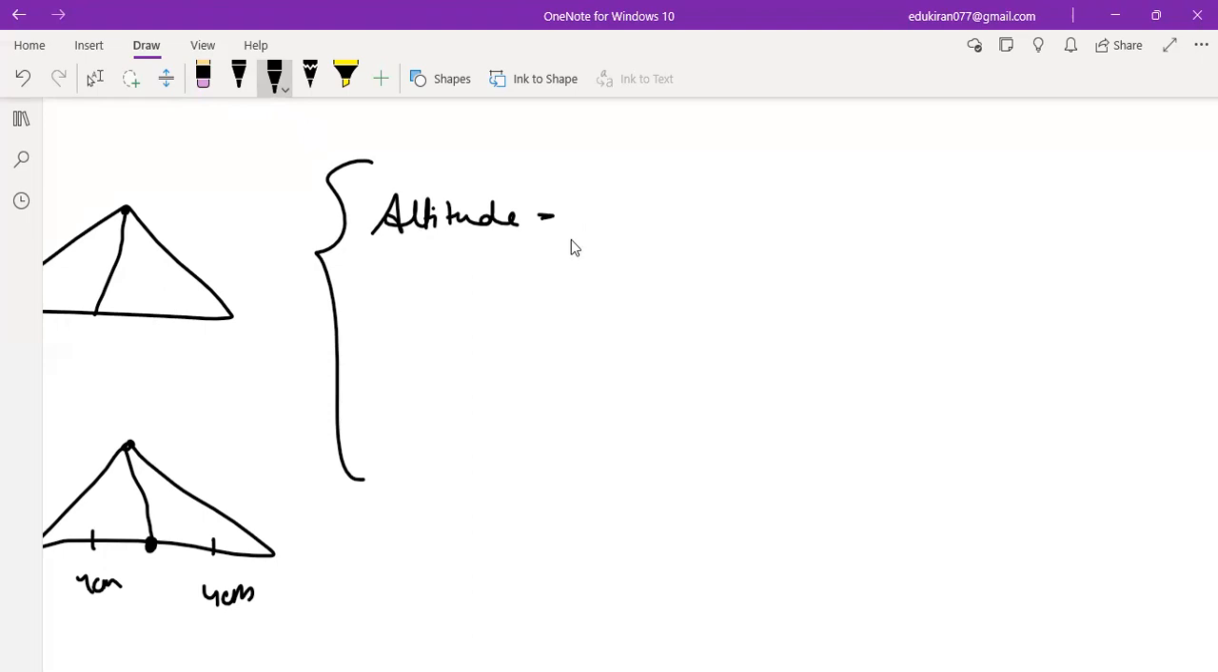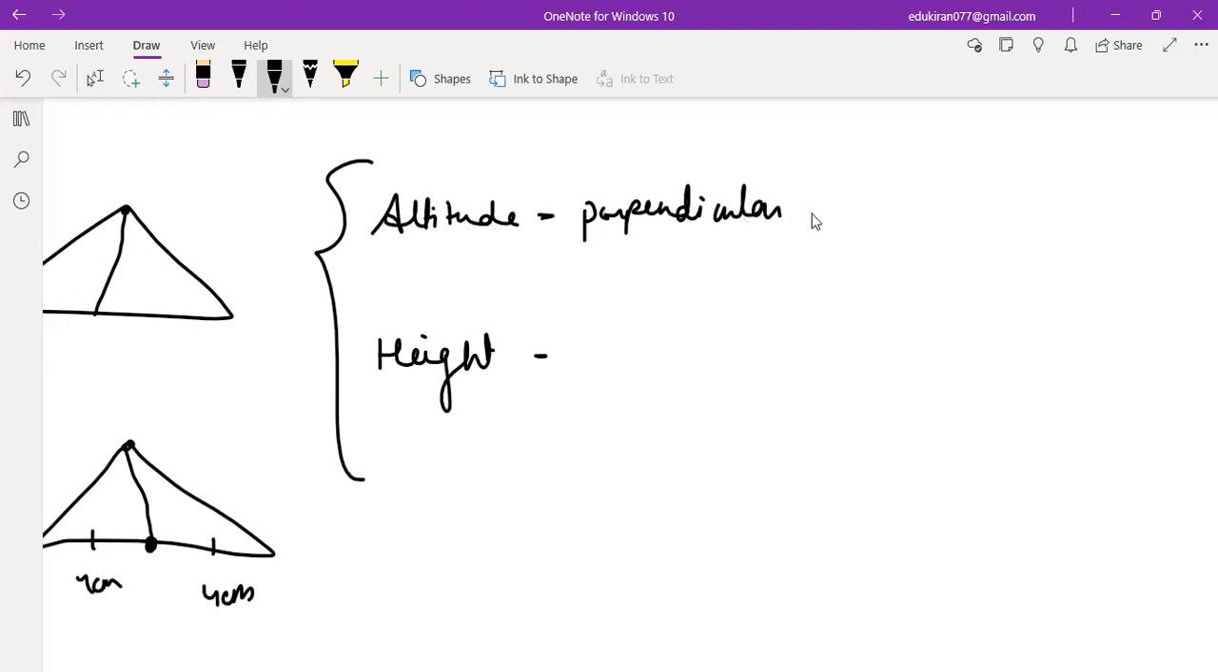And one more thing. I already gave you the difference between altitude and median, but there is one word altitude and there is another word called height. Sometimes altitude is also a height and sometimes height is an altitude. How do you get the difference? So see, altitude is basically perpendicular. Clear?